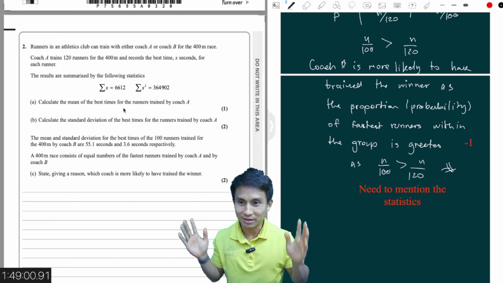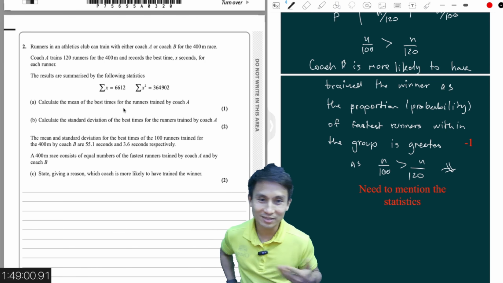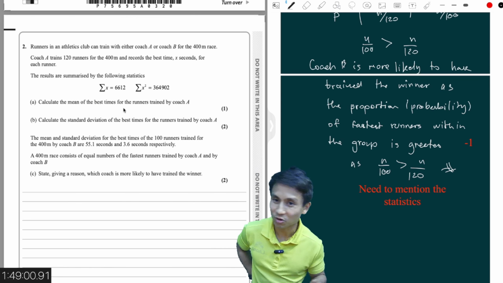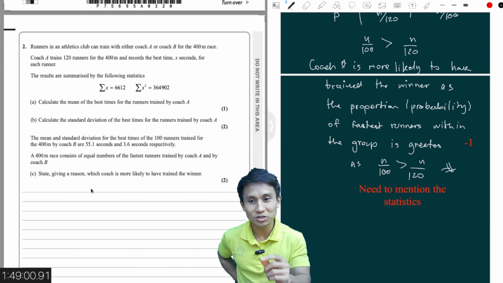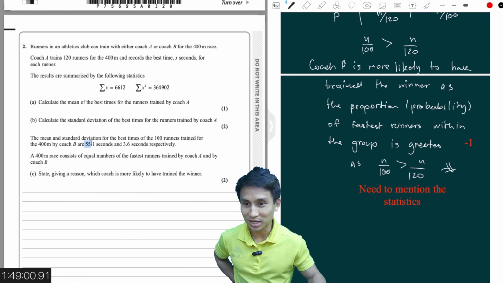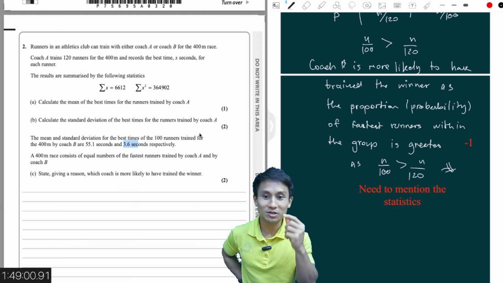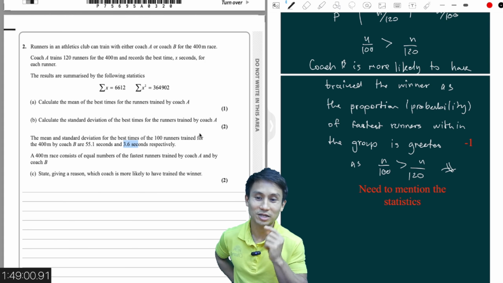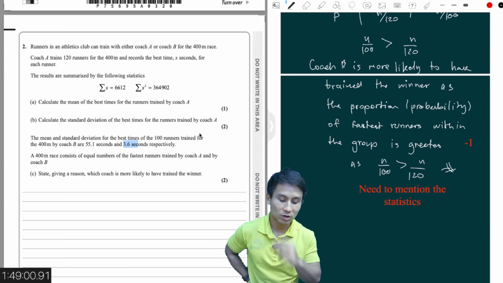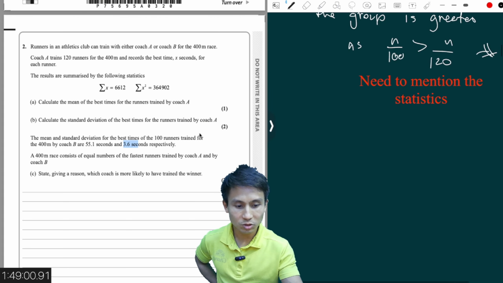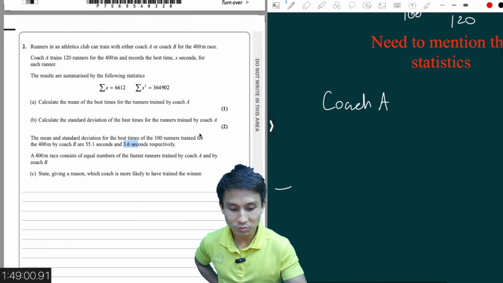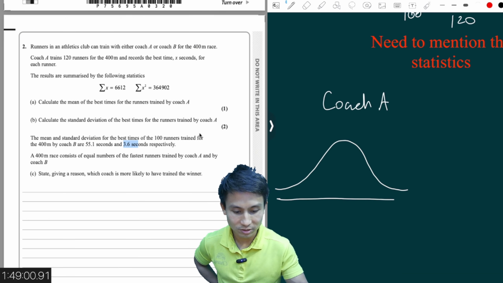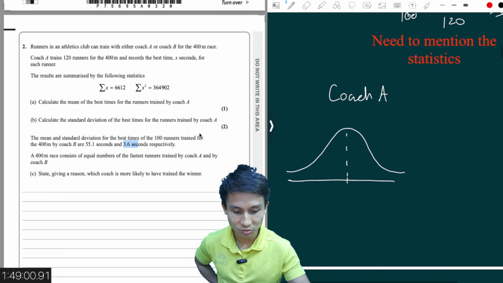Although, I consulted with the AI and it says that the reasoning is mathematically sound, but it's missing the picture here, because the question specifically says that the mean is 55.1 and the standard deviation is 3.6. We need to refer to those data. Now how? Well, think about it. If we talk about coach A, with a smaller standard deviation.